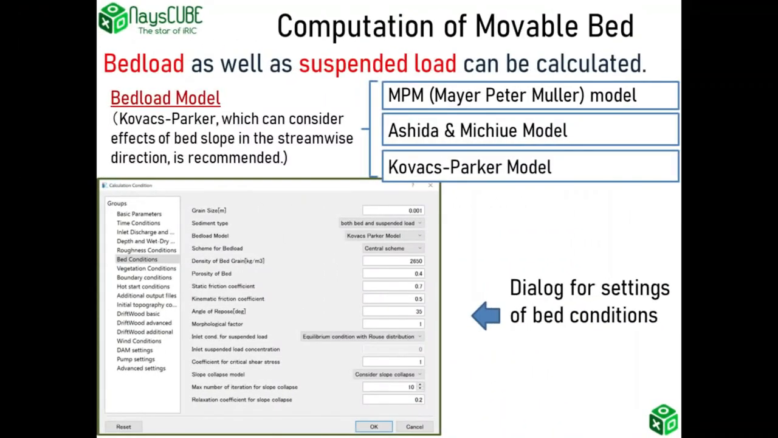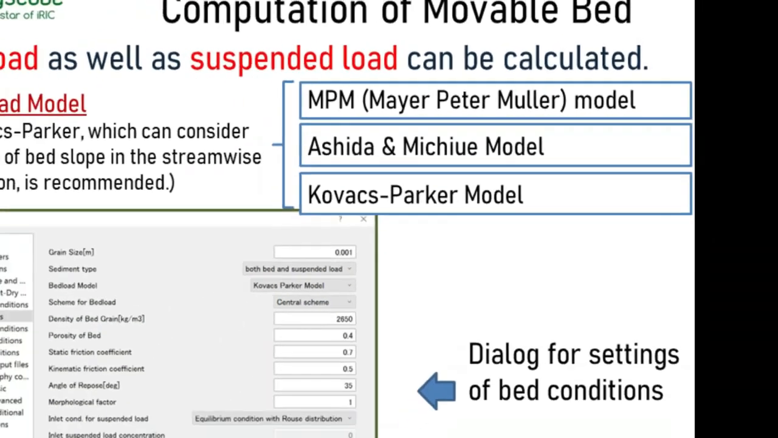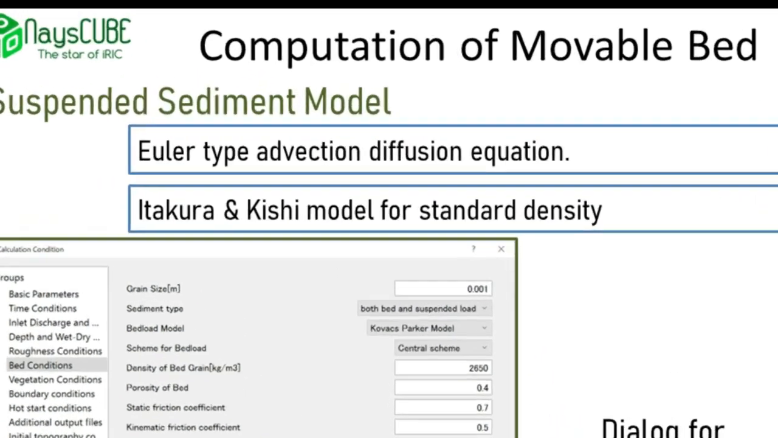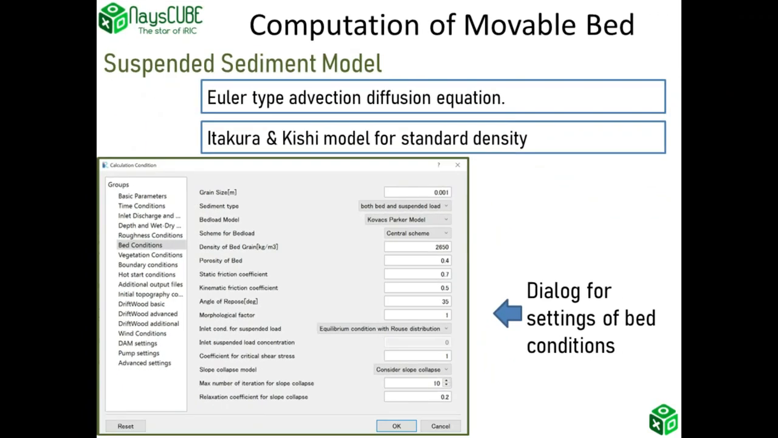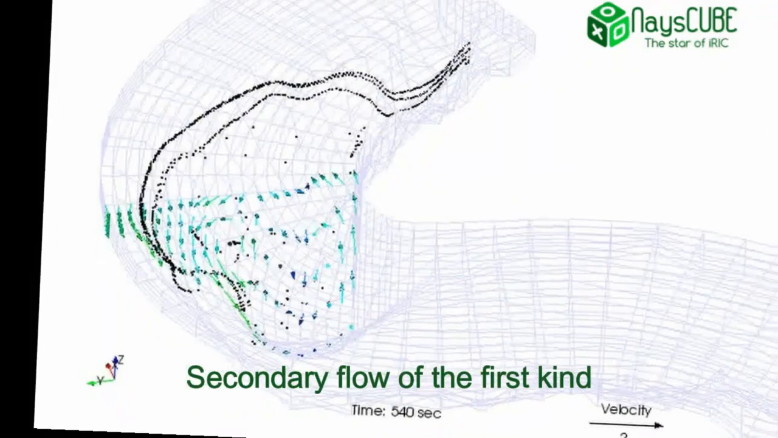For the morphological computations, NaysCUBE can consider bedload and suspended sediment. The bedload flux equation can be selected from the Meyer-Peter-Müller model, Ashida-Michiue model, and Kovacs-Parker model. In the suspended sediment model, the Euler-type advection diffusion formula and the Itakura and Kishi model for the standard density are employed. I'd like to show some computational results with NaysCUBE.